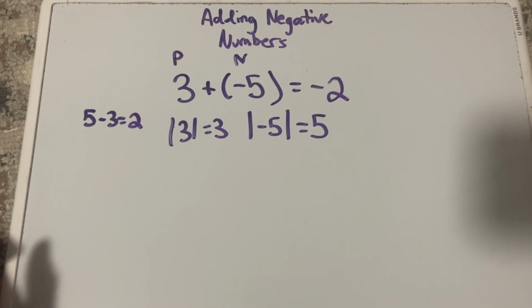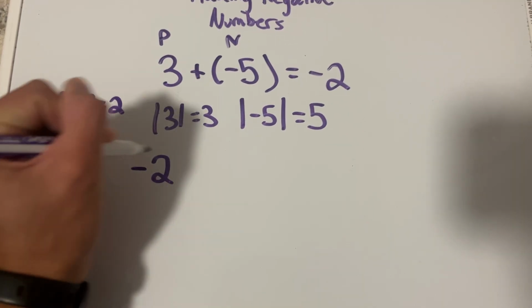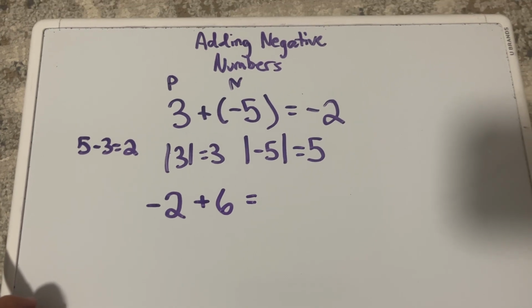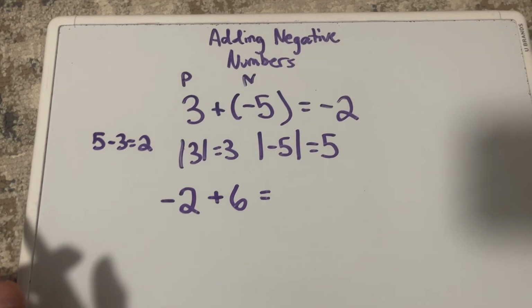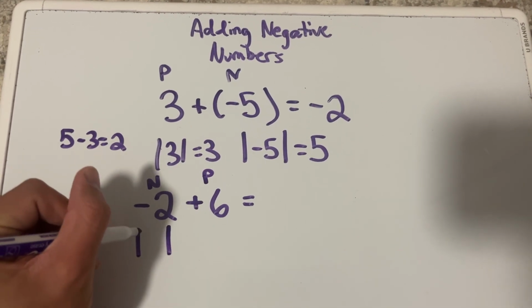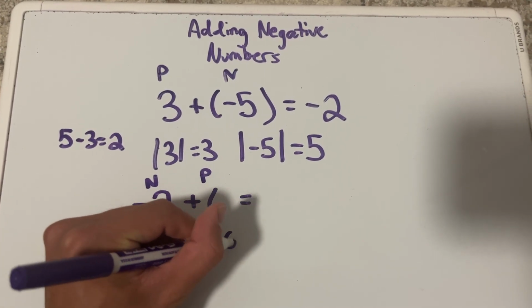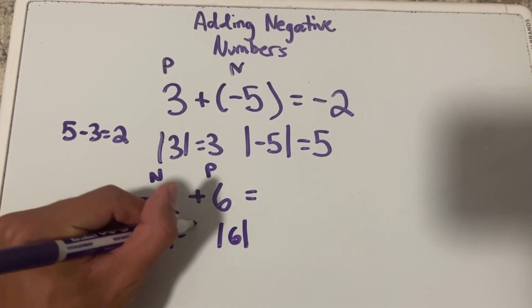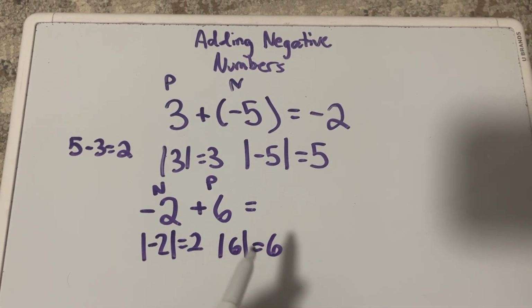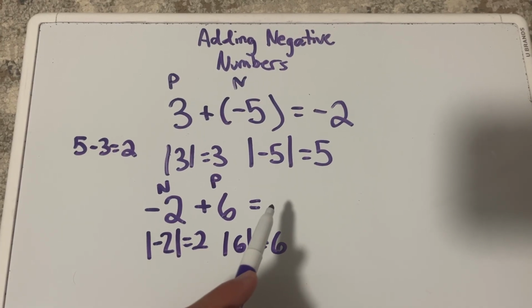Now, let's say I had negative 2 plus 6. They have different signs, because one is negative, one is positive. So I'm going to take the absolute value of them. The absolute value of negative 2 equals 2, and the absolute value of 6 equals 6. Since the absolute value of 6 is greater than the absolute value of negative 2, my answer is going to be positive.